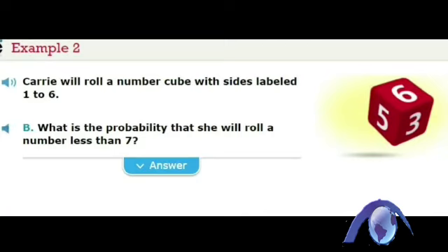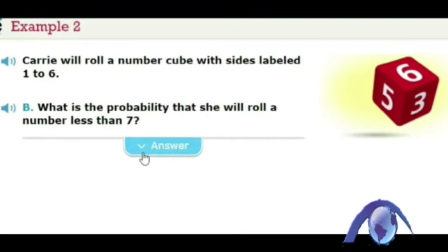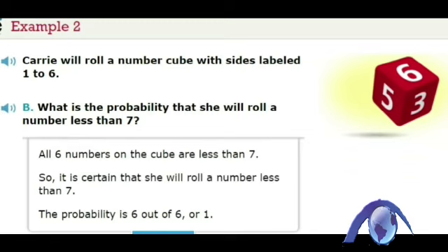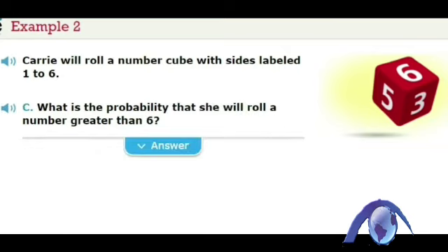Part B. What is the probability that she will roll a number less than 7? All 6 numbers on the cube are less than 7. So it is certain that she will roll a number less than 7. The probability is 6 out of 6, or 1.